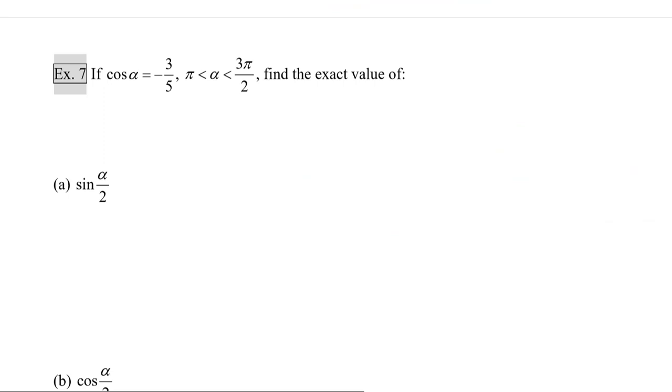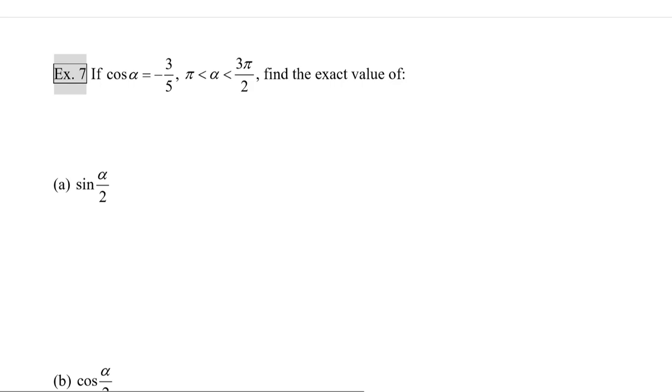Example 7. If cosine alpha equals negative 3/5 and alpha is between pi and 3 pi over 2, or in other words, quadrant 3, find the exact value of the following. And we're going to be finding sine of alpha over 2 and cosine of alpha over 2, which means that I need to figure out which quadrant alpha over 2 is even in.